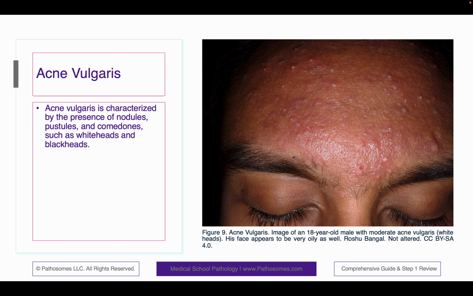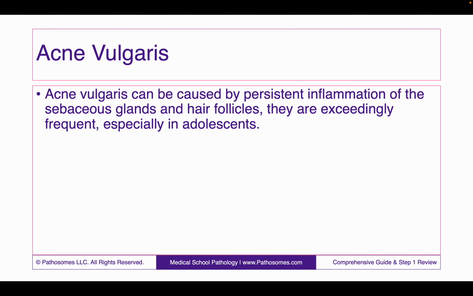Now acne. You'll see this a lot. Acne vulgaris is characterized by the presence of nodules, pustules, and comedones, such as whiteheads and blackheads. Acne vulgaris can be caused by persistent inflammation of the sebaceous glands and hair follicles. They are exceedingly frequent, especially in adolescents.